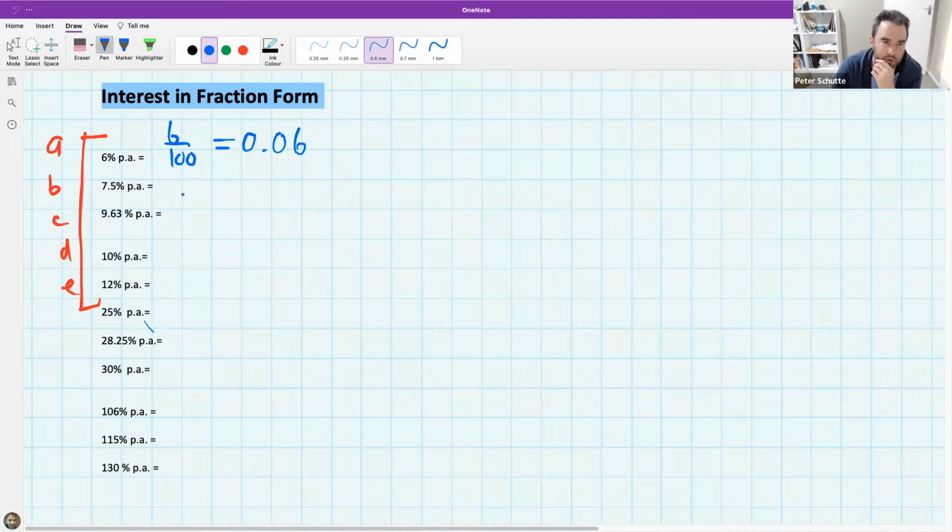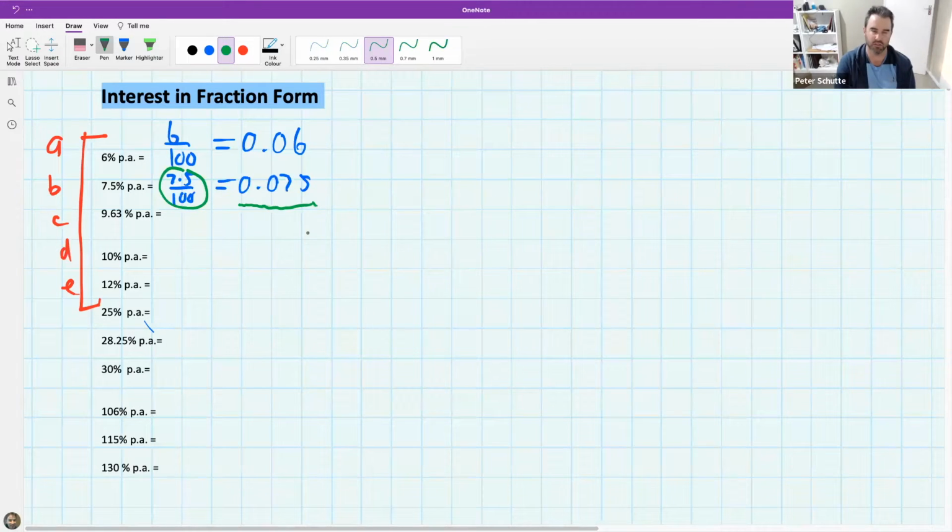Yep. So this could be written as that. And in your calculator, you could use either of these. You could use the 7.5 over 100 with the fraction button, or you could use 0.075. And Camogelo has just got the whole lot. Fantastic. So 9.63 over 100, or 0.0963.